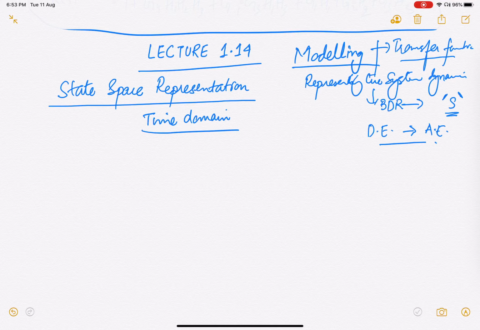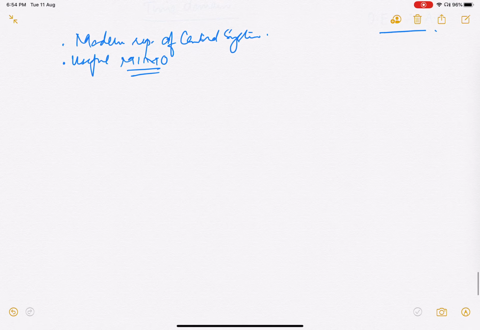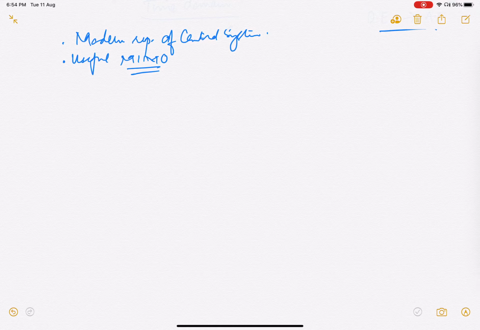Now, this representation has its own advantage. There is no conversion to the frequency domain. It has its own advantages and disadvantages with reference to transfer function representation, but it is a more modern representation of control systems, right? And it is especially useful and amenable for multiple input, multiple output systems. Right? So let us briefly see what is the general state space representation.